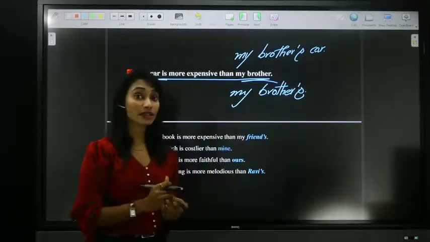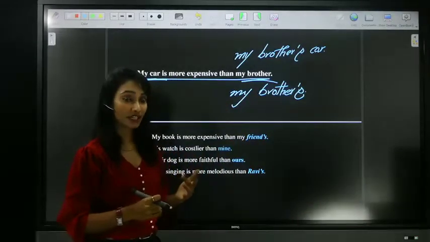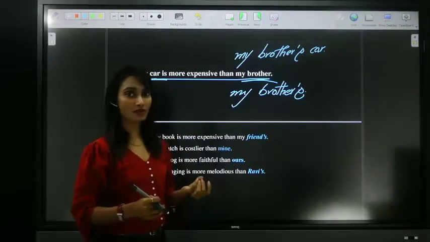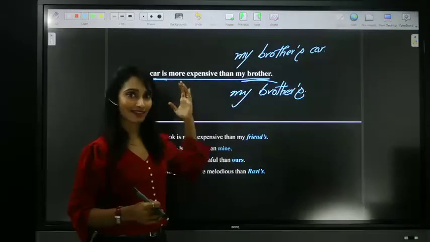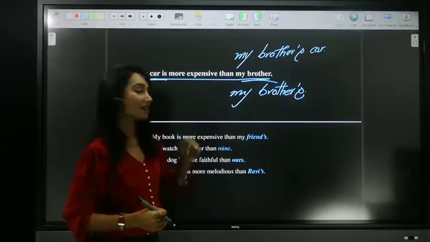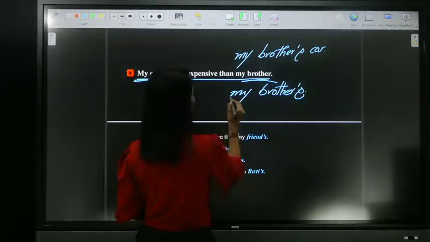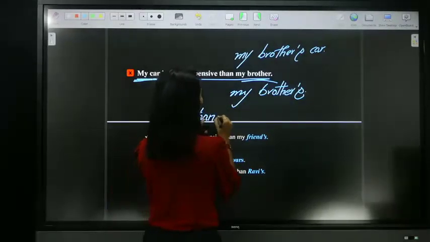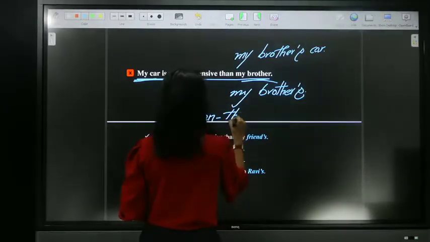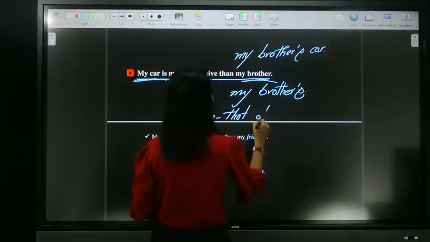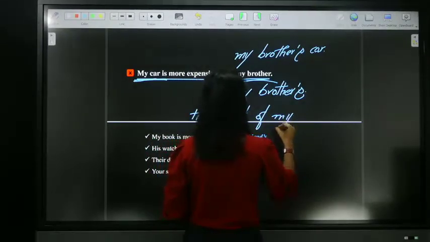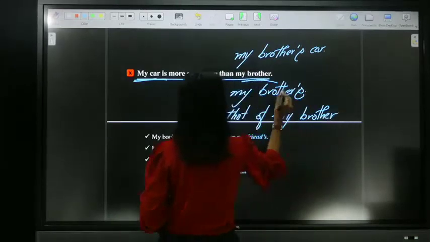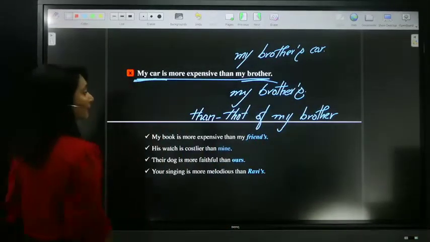But I'm telling you something different now. So please pay attention and try to understand this. I'm going to use a pronoun and show the comparison for the car. Like more expensive than, my car is more expensive than that of my brother.